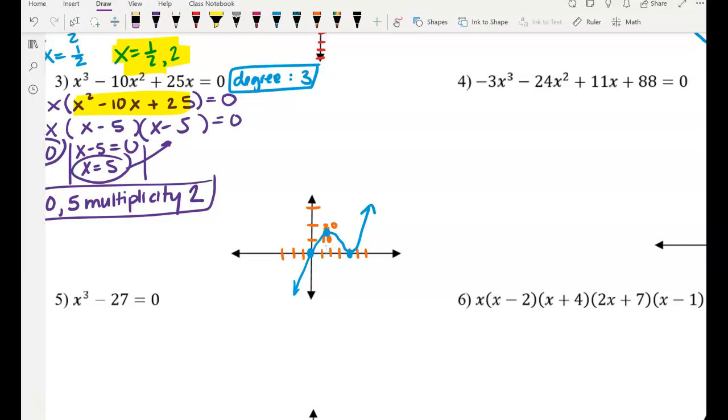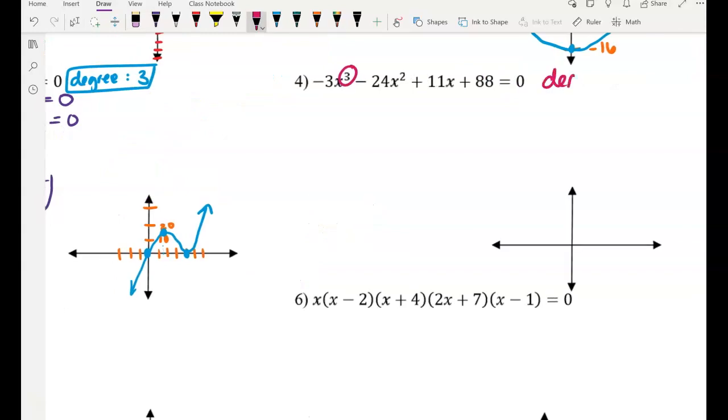Whoa, look at that number 4. Number 4 says negative 3x to the third minus 24x squared plus 11x plus 88. Oh my, Lauren, how many terms is that? 4. The biggest power, Ryan, is what for those 4 terms? 3. So that means this whole thing has a degree of what? 3. That means we're expecting how many answers? 3. All right, let's see if it's true.